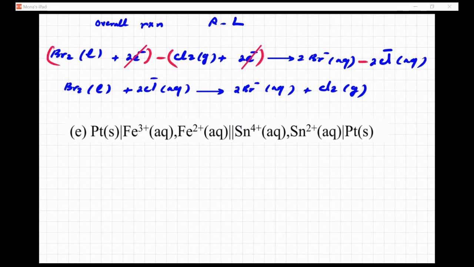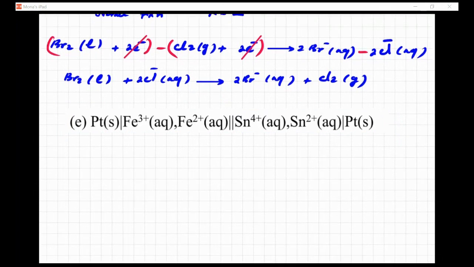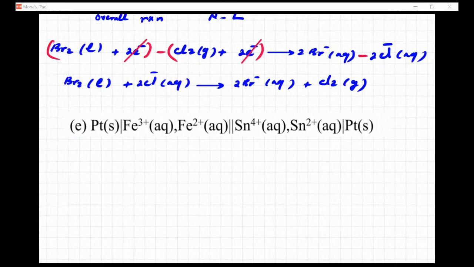So what is it in part E? Again, we have left and right. Now what is happening? If Fe3 plus is converted to Fe2 plus, it is reduction, and if Fe2 plus is converted to Fe3 plus, it is oxidation.